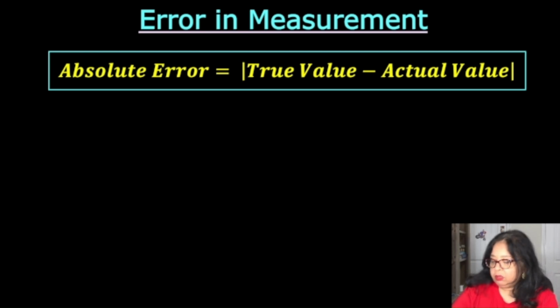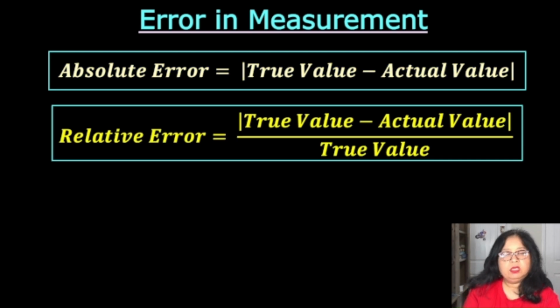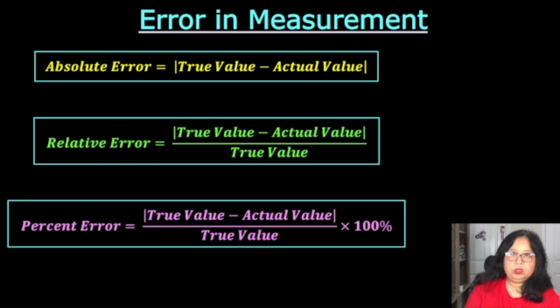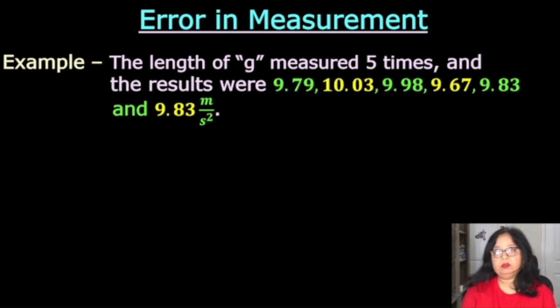Then we talked about the relative error, which is the absolute error divided by the true value. Lastly, we looked at the percent error, which is the absolute error divided by true value. That means the relative error multiplied by 100%. All right. So we're going to use these formulae to solve the problems that are coming up next.